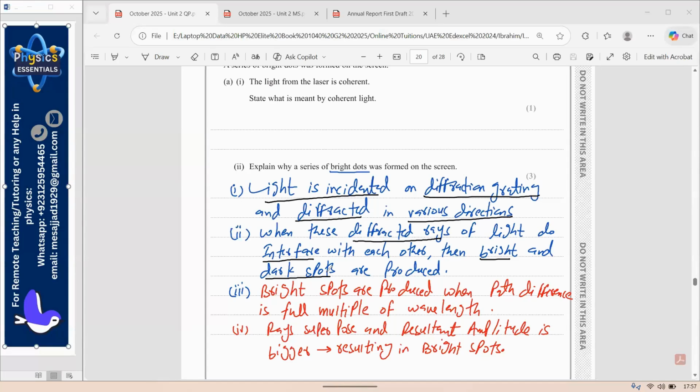Now, what is the condition for the bright spot? When they are referring to the bright dots, you have to write down the condition for constructive interference. So you need to write that the bright spots are produced when the path difference between the two rays is a whole multiple of the wavelength, which you can write as d sine theta equals n lambda. When this condition is satisfied, the rays superpose and the resultant amplitude is much bigger, resulting in the bright spot.